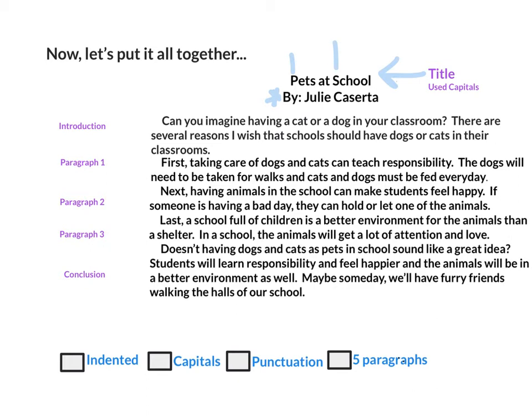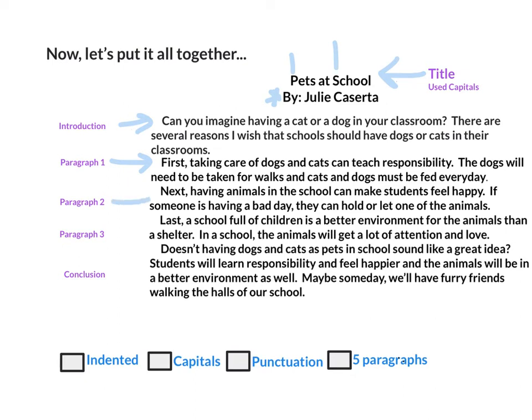Next, I start with my introduction, and I indent. Can you imagine having a cat or dog in your classroom? There are several reasons I wish that schools should have dogs or cats in their classrooms. Then I took my first paragraph that I created and I just added it in, making sure I have my indentation. First, taking care of dogs and cats can teach responsibility. The dogs will need to be taken for walks, and cats and dogs must be fed every day.